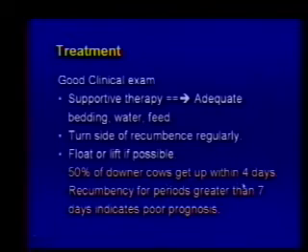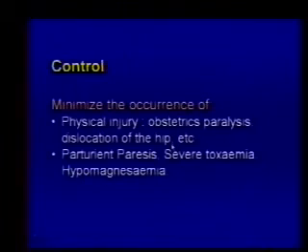50% of downer cows get up within 4 days. Recumbency for periods greater than 7 days indicates a poor prognosis. Control. Here we want to minimize the occurrence of physical injuries such as obstetrical paralysis or obstetrical damage, dislocation of the hip, parturient paresis, or other metabolic disorders.